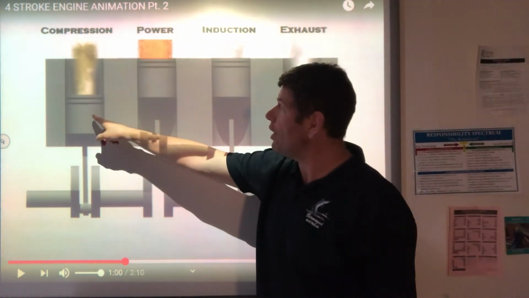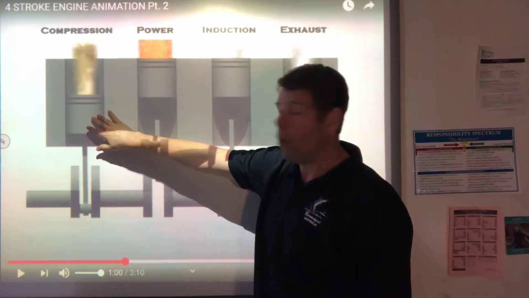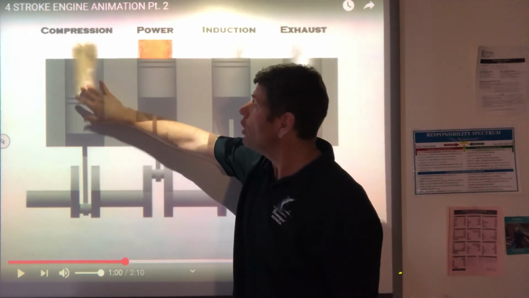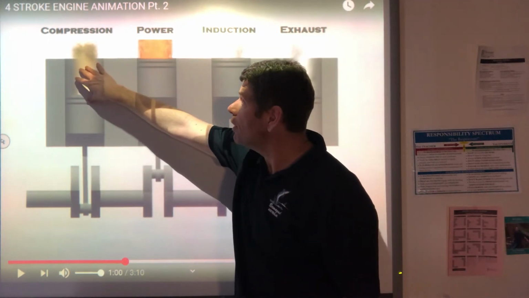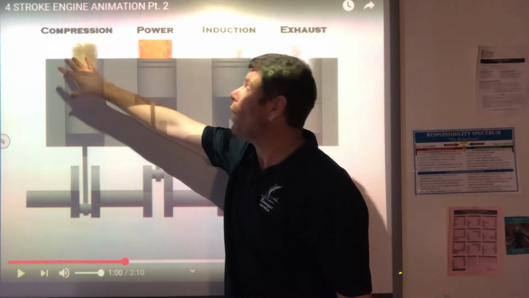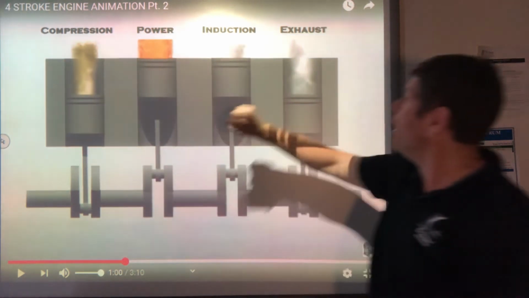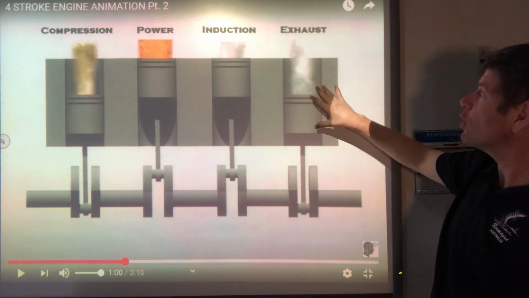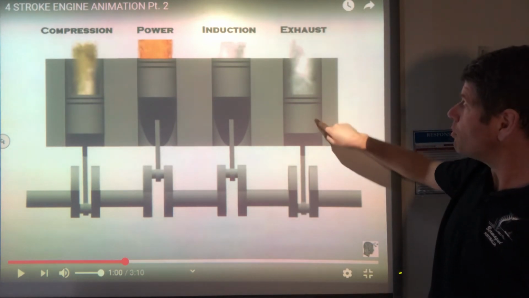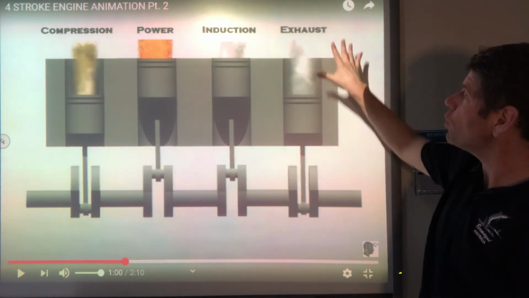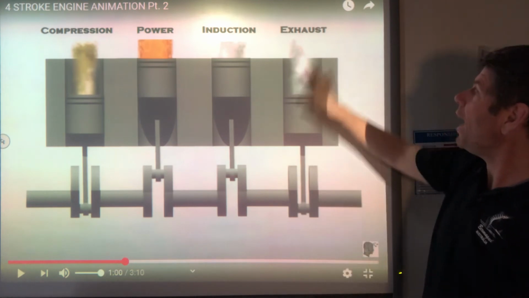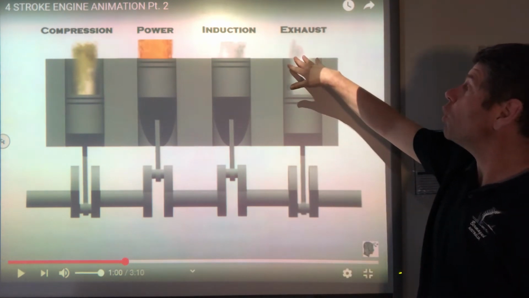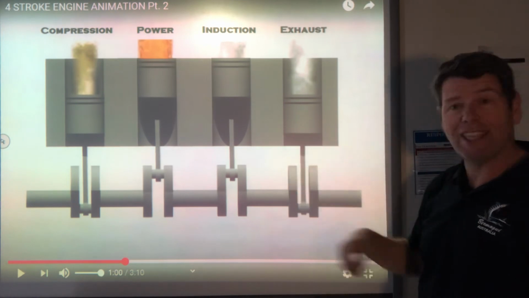This cylinder over here is going through its compression stroke, so it will be moving up to compress the gases at the top. And of course it's going to be awaiting its power stroke. And this last cylinder over here is going through its exhaust stroke, which means the piston is moving up, pushing those exhausted gases out, so that it will then be able to go down and do its intake stroke.